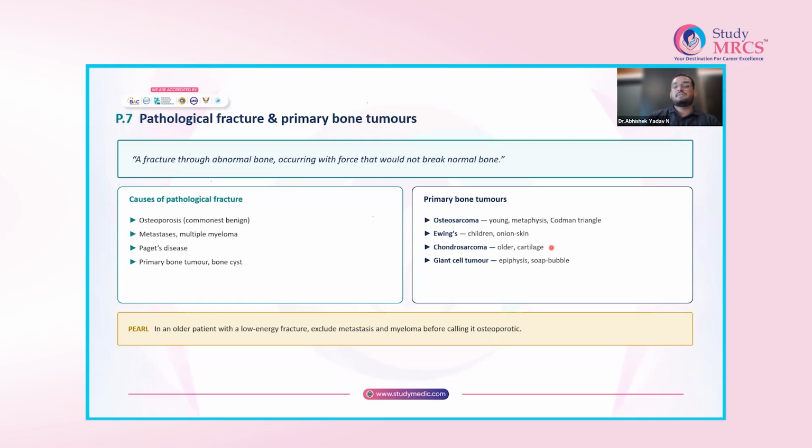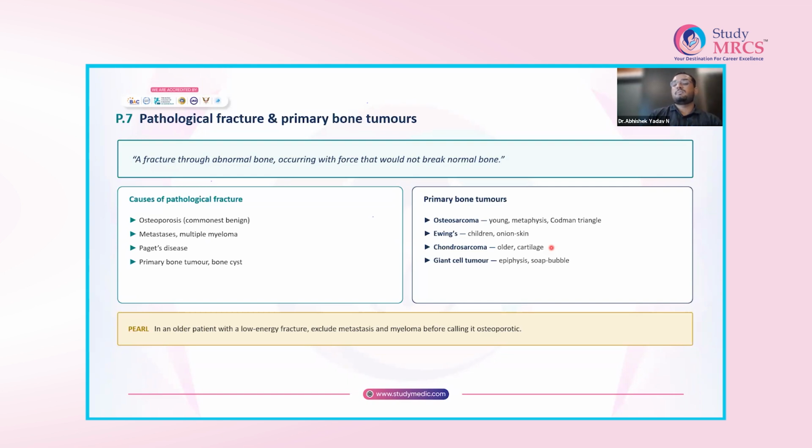Paget's disease, primary bone tumors. Primary bone tumors, based upon the origin, can be osteosarcoma if arising from the bone-forming cells, and osteosarcomas are most common in and around the knee, either in the lower femur or upper tibia. We have something called Codman's triangle, which is an identifying clinical feature of an osteosarcoma.